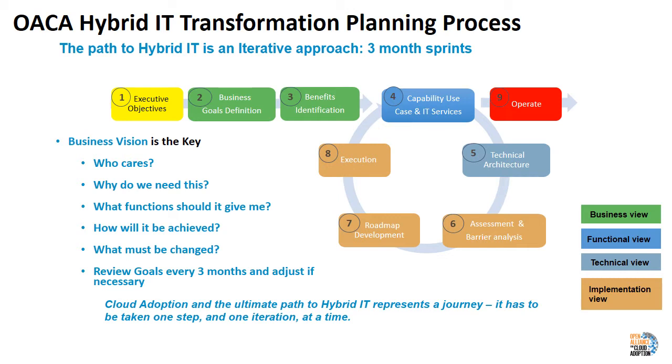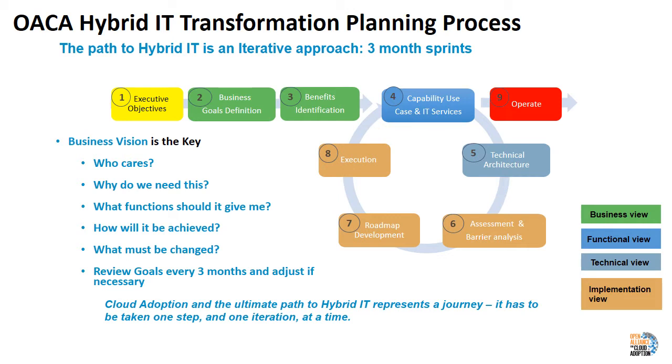The business view is developed first and may have a 1 to 3 year horizon. However, we recommend that the business view be reviewed with each turn of the sprint implementation plan. The functional view is also developed with a 1 to 3 year horizon, but only the highest priority use cases are identified for provisioning. This subset of use cases are implemented in a 3-month sprint.